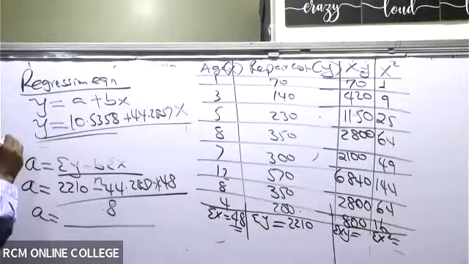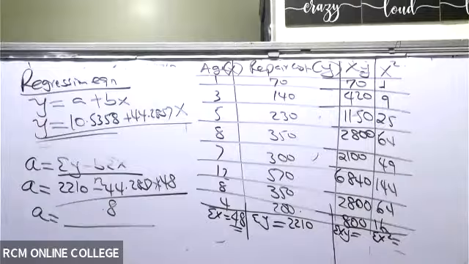So we must reach there. Once we reach there, then we have answered the first question. And remember, in this second question, they want us to interpret the meaning of their coefficients.